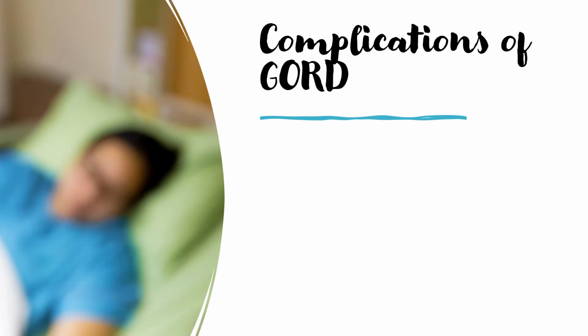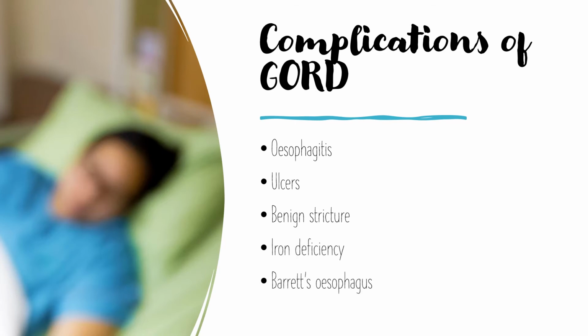If this condition is untreated or refractory, what can happen? Well, inflammation of the oesophagus can occur, so this is oesophagitis. Ulcers can develop, and benign strictures, which is the result of scarring from repeated acid damage, can occur. There is an association between acid reflux and iron deficiency, and metaplasia can occur, leading to Barrett's oesophagus, which we'll go over now.